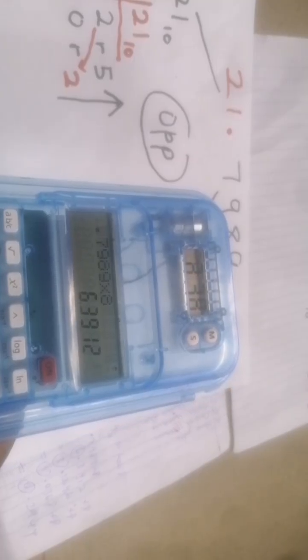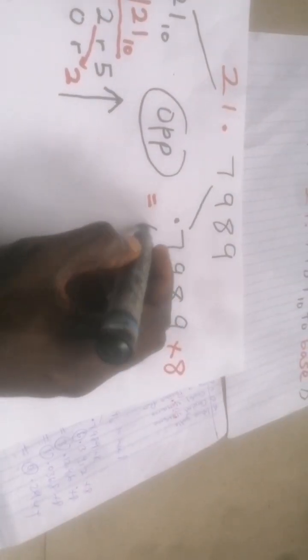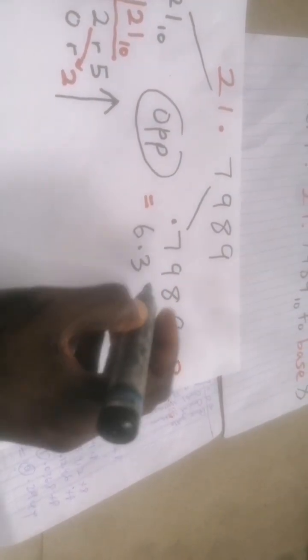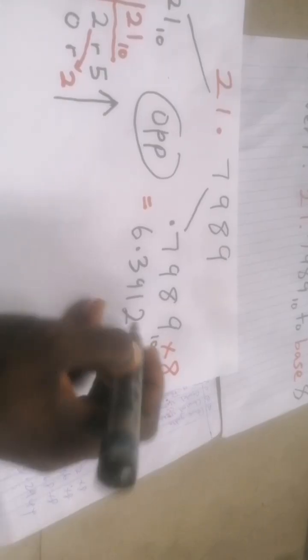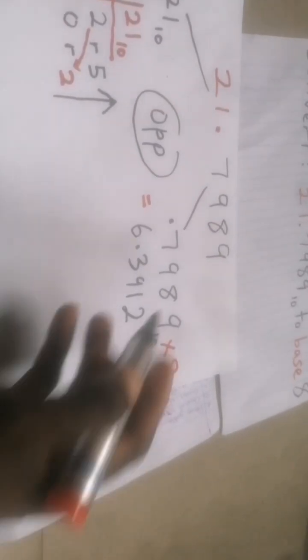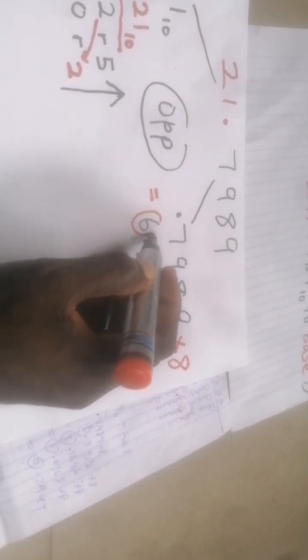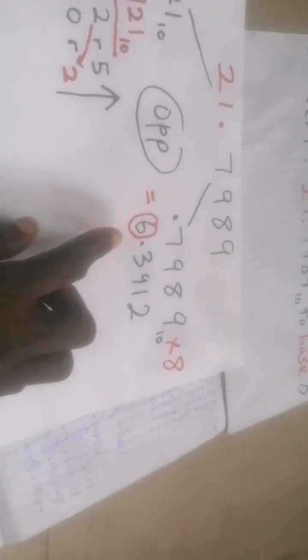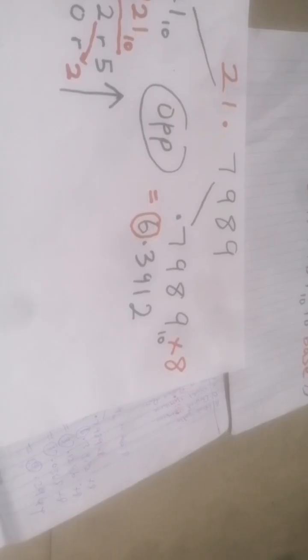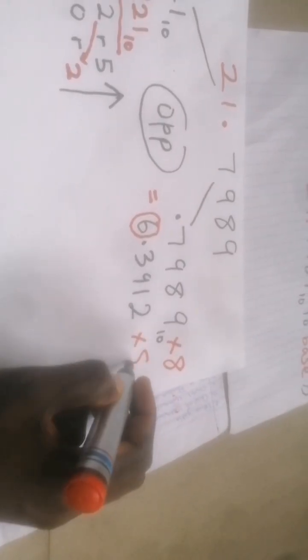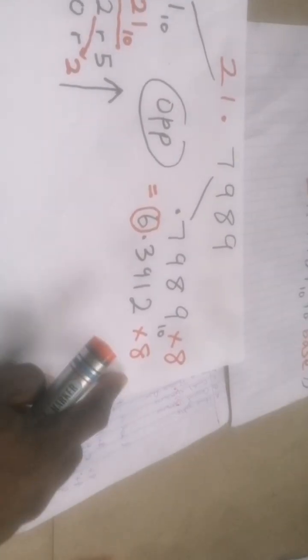Now look at the result I'm getting. Let me show you on the screen. What I'm getting is 6.3912. So I'm going to write it here: 6.3912. You know what you do now? You will circle this number. That means this number will not be used again. So the next thing I'm going to do is multiply by 8 again. Remember, we're doing the opposite, right? So times 8 again.